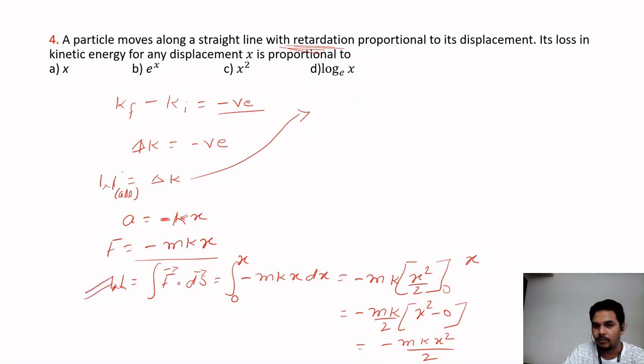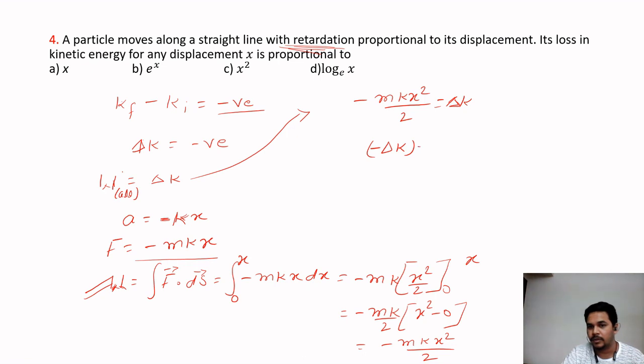So we can write this is minus mk x square by 2, that is equal to the change in kinetic energy. Change in kinetic energy means delta K, we can write. They have not asked for the change in kinetic energy, they have asked for the loss in kinetic energy. Means what we can say? Minus of delta K.